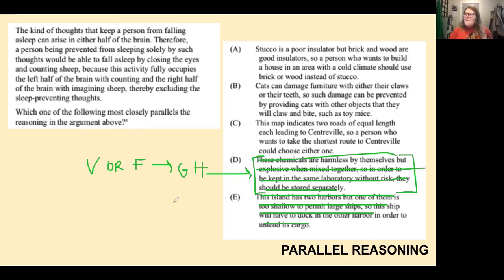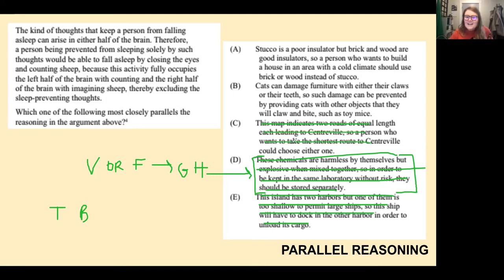Mine was Match.com indicates that I could marry Tony or Bob and be happy. Therefore, I could marry either one and be happy. That would be the same argument structure. Fabulous.